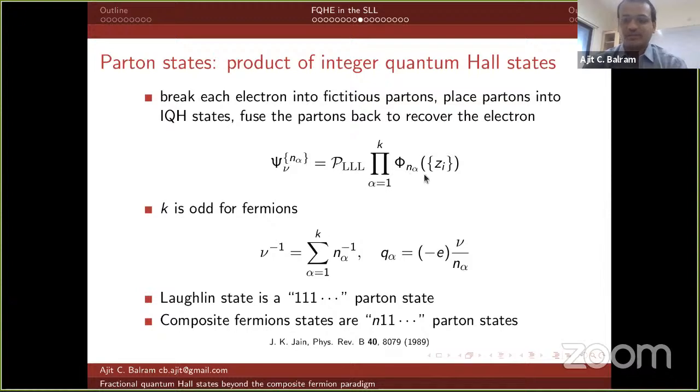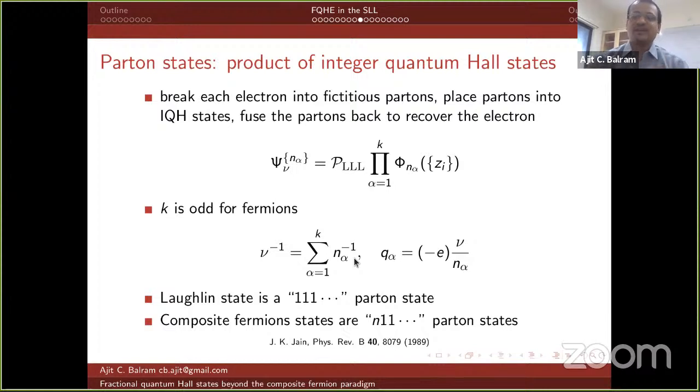You take a product of integer quantum Hall states, and again, I'm doing projection to the lowest Landau level because I want to look at states residing in the lowest Landau level. So even these second Landau level states can actually be written in the lowest Landau level with just some change in the effective interaction. Okay, so these parton states, given the filling factors of the partons, you know what the filling factor of the electron is.